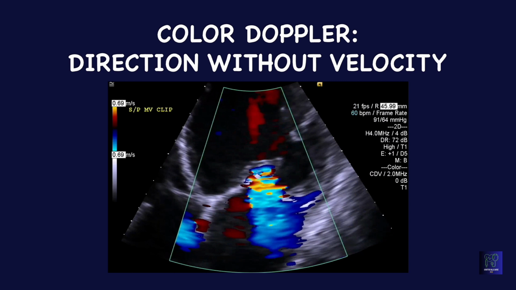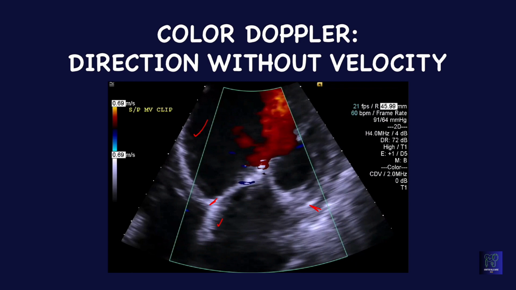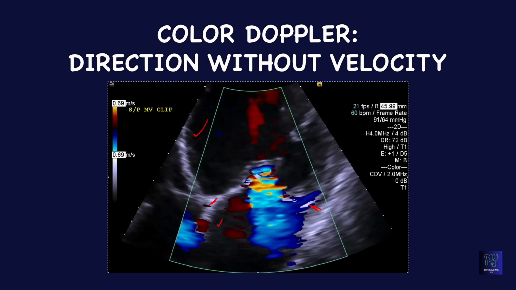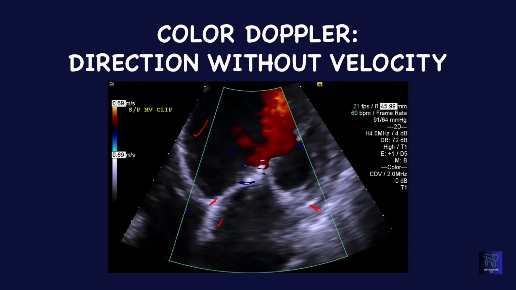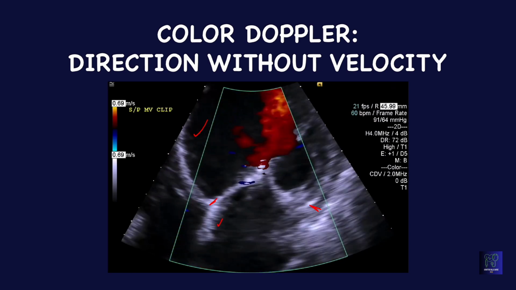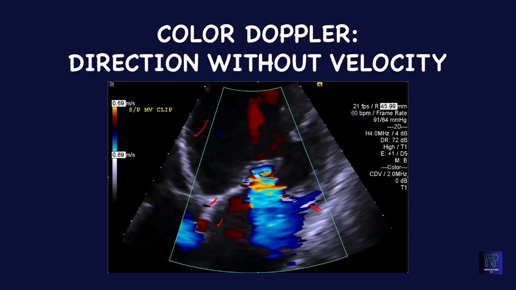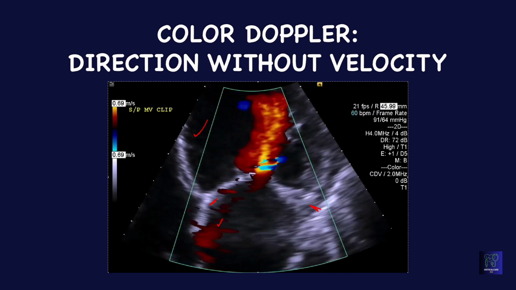Here is another example of application of color Doppler. We are looking at the left side of the heart on the screen. This is left ventricle, this is left atrium, and this structure here is the mitral valve. What does blue color indicate here? Think about it. Blue color means the flow is occurring away from the probe, right? So here the blood is flowing from the left ventricle towards the left atrium. That is abnormal and is indicative of mitral regurgitation.